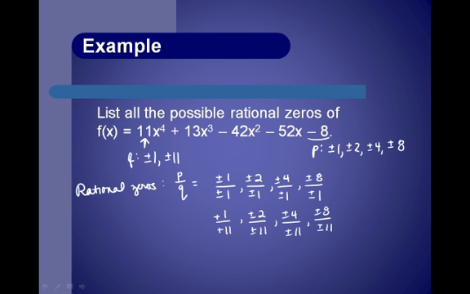So if we simplified this, positive or negative 1 divided by positive or negative 1 is just positive or negative 1. Positive or negative 2 divided by positive or negative 1 would be positive or negative 2. Same thing for 4 and 8. Then the next piece would just be positive or negative 1 over 11, positive or negative 2 over 11, positive or negative 4 over 11, and positive or negative 8 over 11. Remember, these are just possible zeros that are rational numbers.